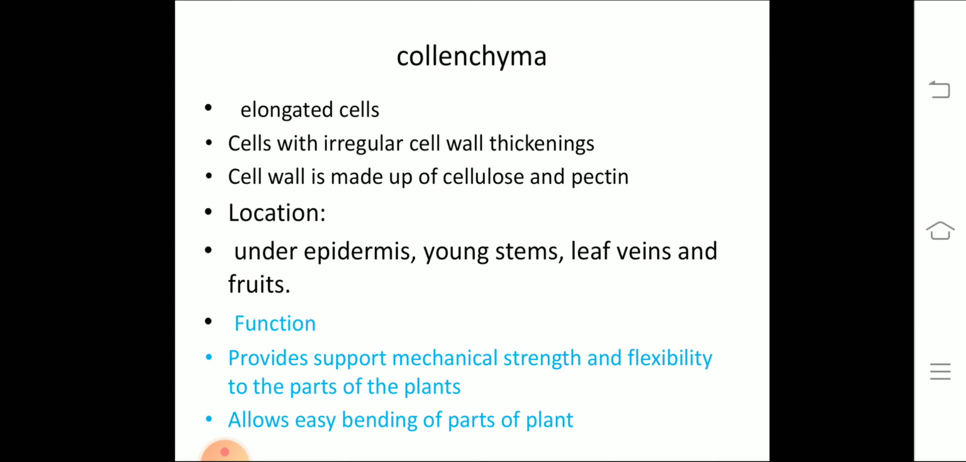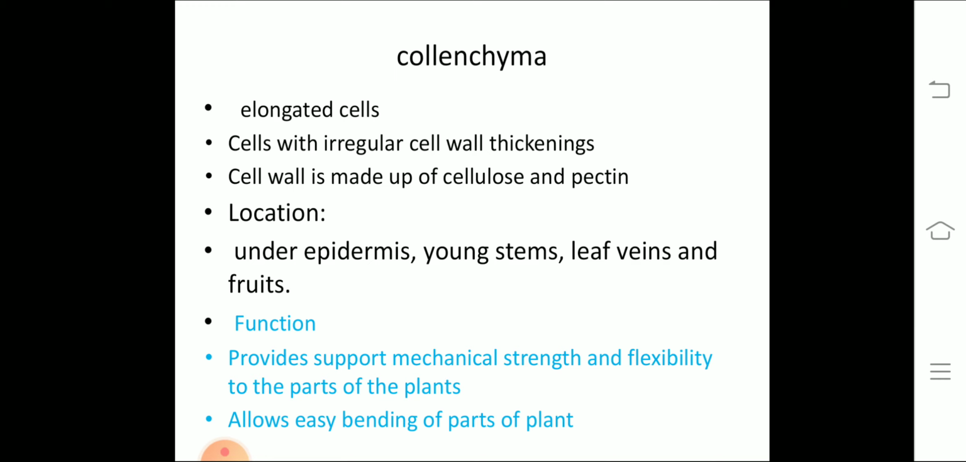And where do we find collenchyma? We find collenchyma under the epidermis. Epidermis means the first layer of the plant cell. When you dissect a plant, you will get the first layer of plant cells. The whole covering of the plant is the epidermis. Then young stems, leaf veins, you know what veins are? The lines on the leaf, and fruits.